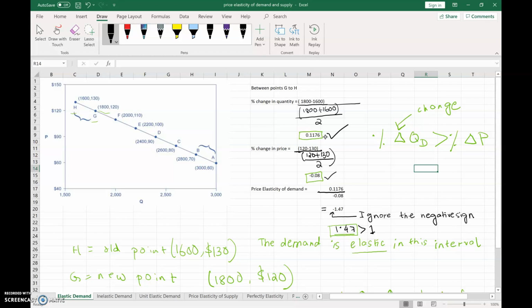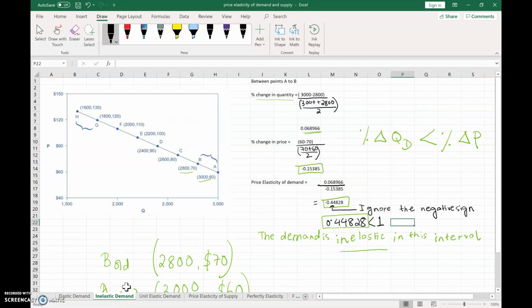The price elasticity of demand is the percentage change in quantity over the percent change in price. Again, I will ignore the negative sign and look at the magnitude of this value. I have 1.47, which is greater than 1. This tells me demand is elastic over the interval from H to G.